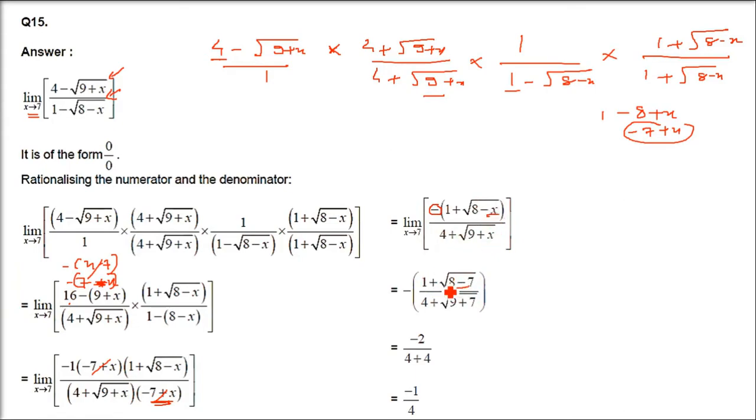Now you can apply this x tends to 7. So negative will always be there. So the final result, if you see, will be minus 1 by 4, if you apply x as 7. Okay, minus 1 by 4.